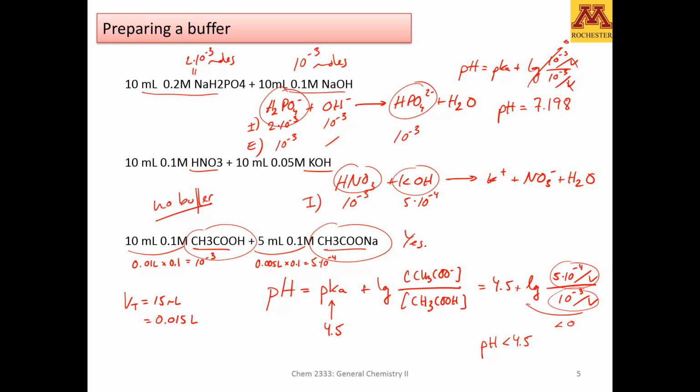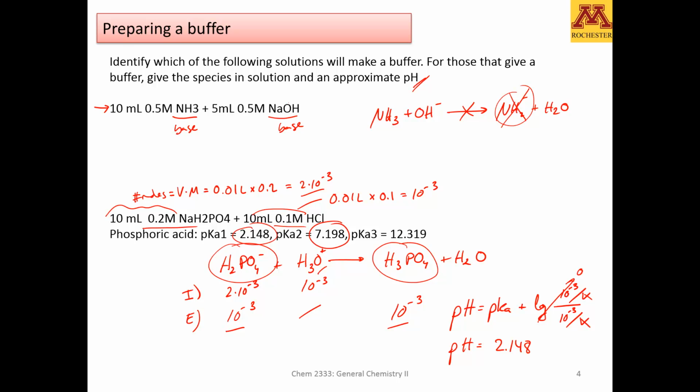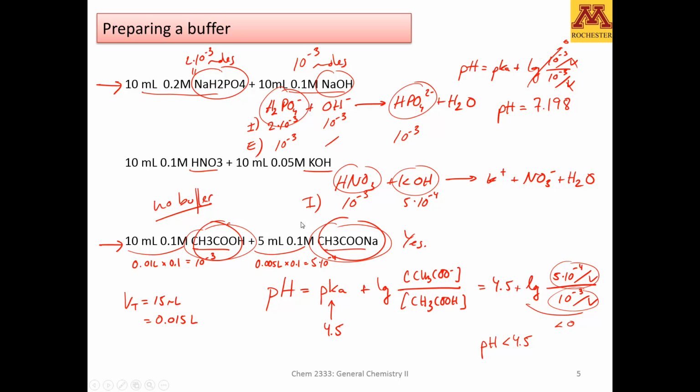Hopefully this makes sense. Take-home messages: there are different ways of making a buffer. One is adding directly the acid and its conjugate base. The other one is adding a weak acid with a strong base, or the other one is adding a weak base with a strong acid. Hopefully that makes some sense. We'll keep practicing more.